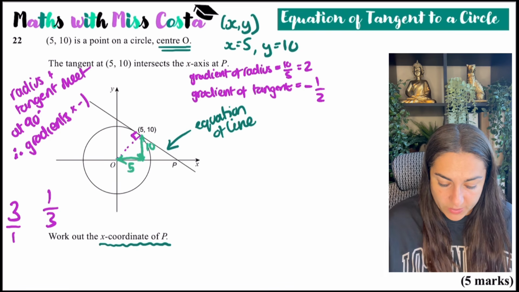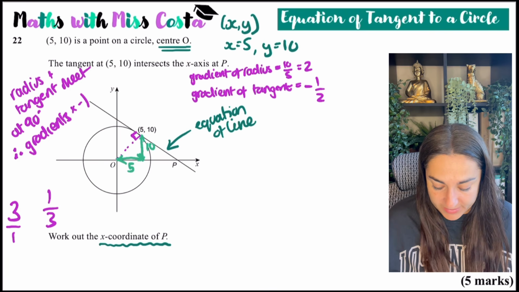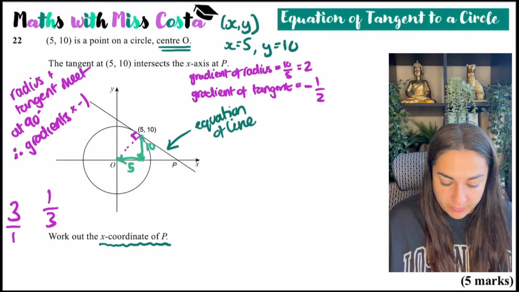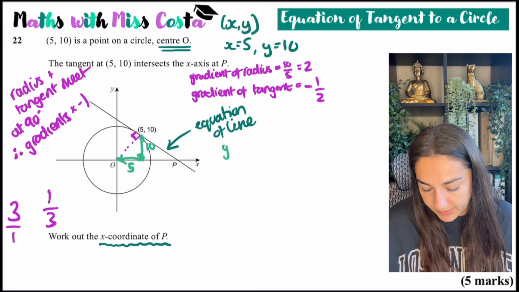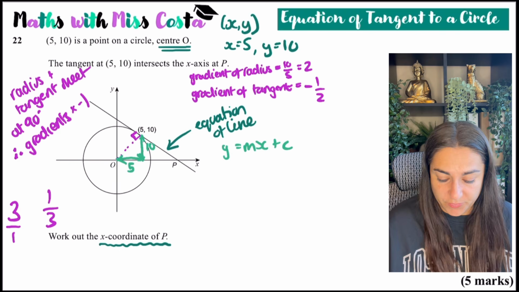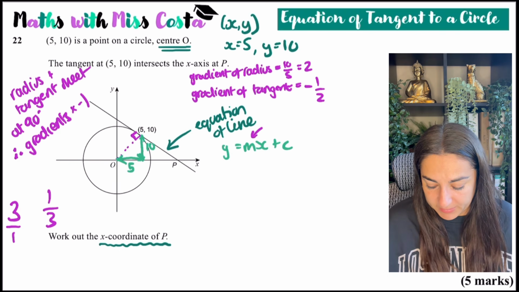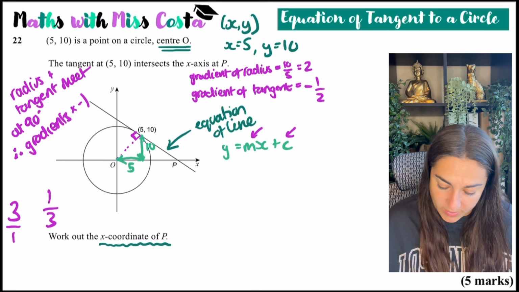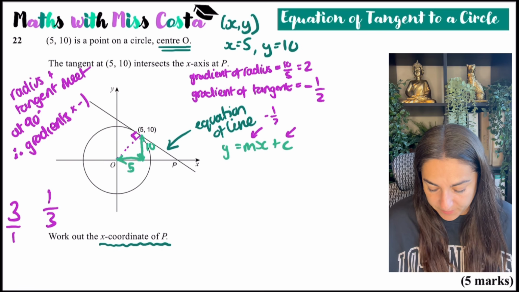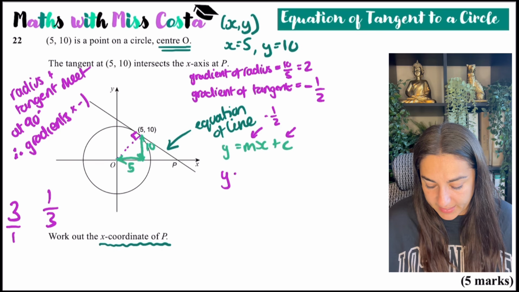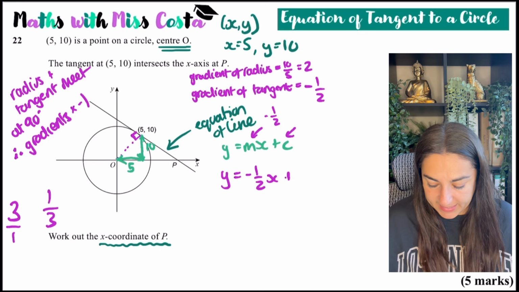So we've worked out what the gradient of the tangent is. Now every line can be written in the form y equals mx plus c, and it's good to just write this out because this is what we're going to be substituting in. So we know that the gradient is minus a half. So for my tangent, I know that y is minus a half x plus c.